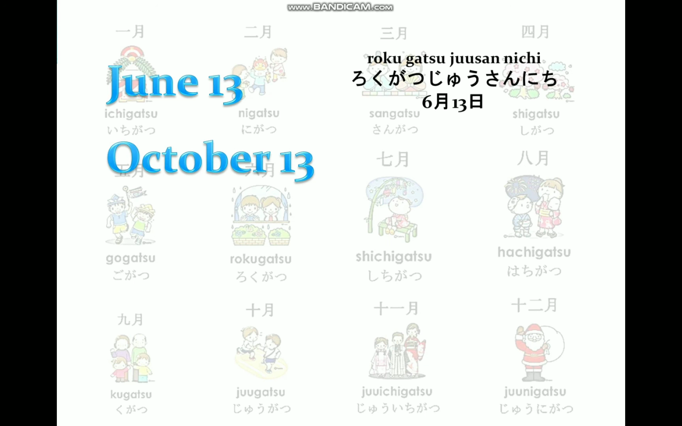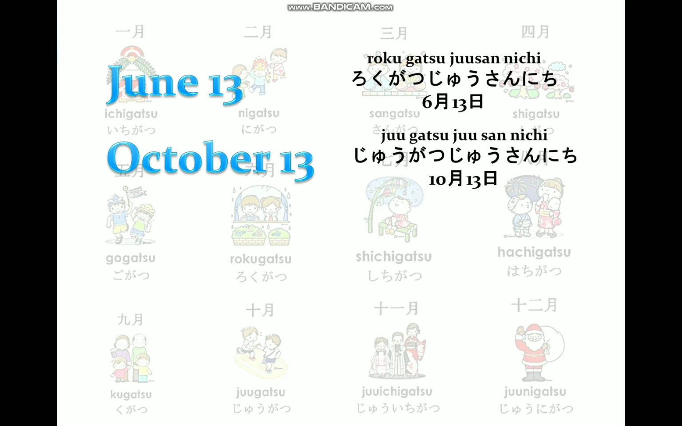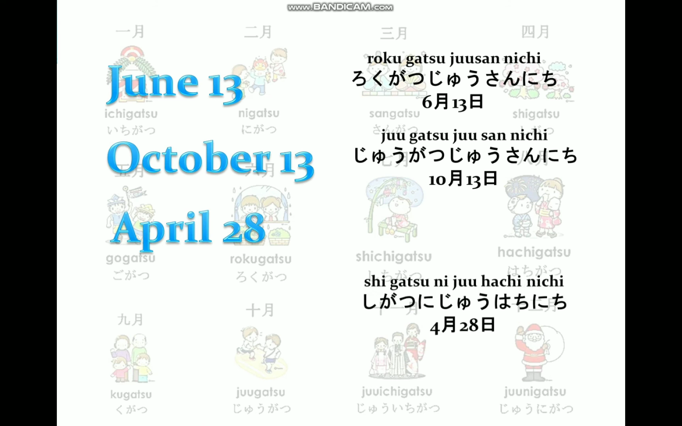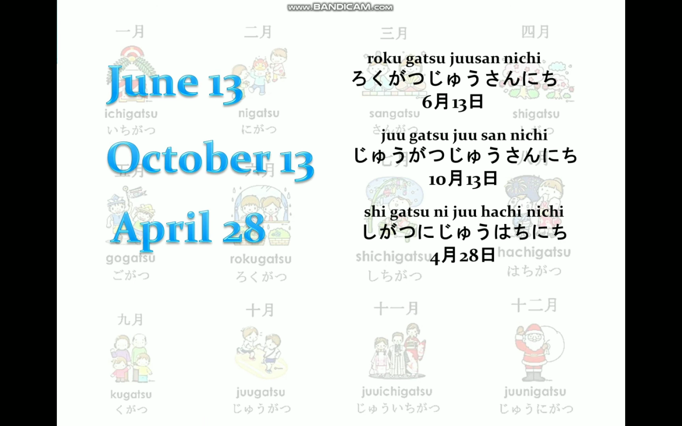Next, October 13th. It's Juugatsu juusan nichi. Again, Juugatsu for October and then juusan nichi for the 13th day. All right? How about April 28th? You still remember how to say April in Japanese? It's Shigatsu nijuuhachi nichi. Again, Shigatsu for April, and then for the 28th, it's nijuuhachi nichi. April 28th.